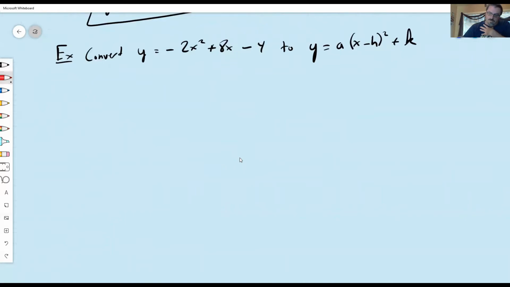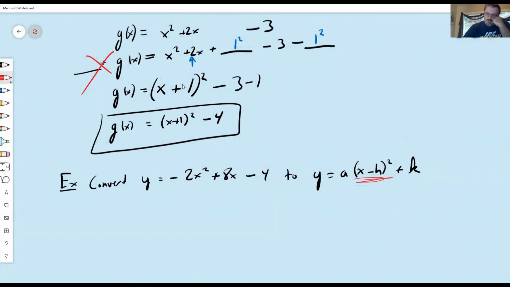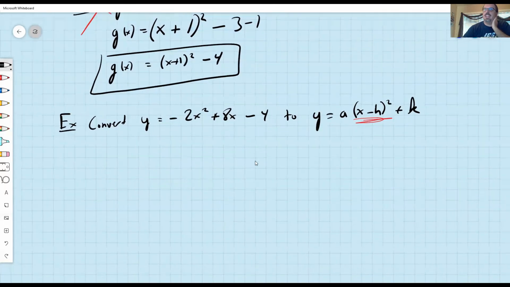Again, we gotta get this perfect square. And again, let's come back here. Up here, and this original one, when we complete the square, we always need the number in front of x squared to be 1. So in this one here, I don't quite have that. So the minus 2x squared plus 8x minus 4, I don't have that. So we're going to have to adjust for that.